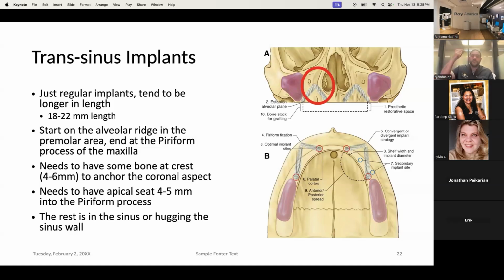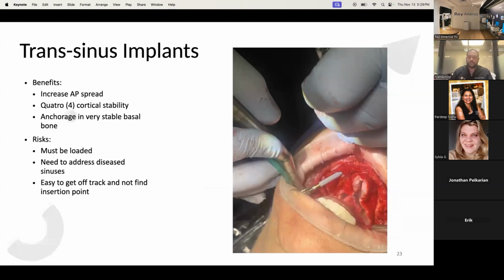And then at the opposite end of the implant where the apex is, you want to have another 4 to 5 millimeters of bone for the implant to anchor into. So the rest of the sinus is either in air or it's hugging the sinus wall. But if you think about it, you still have 8 to 10 millimeters of implant in bone, just not through the center of the implant.